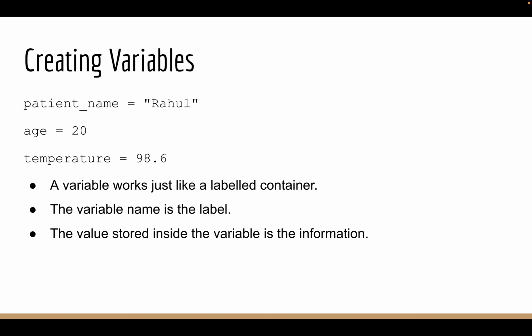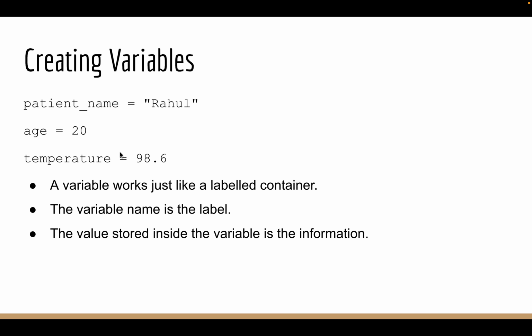Now let's see how to create a variable. While creating a variable, patient name here is a variable name. This is an assignment operator which is used to assign a value. So the variable name is assigned with the value Rahul here. Age is the variable name, equal to is the assignment operator. It is assigned with the value 20.